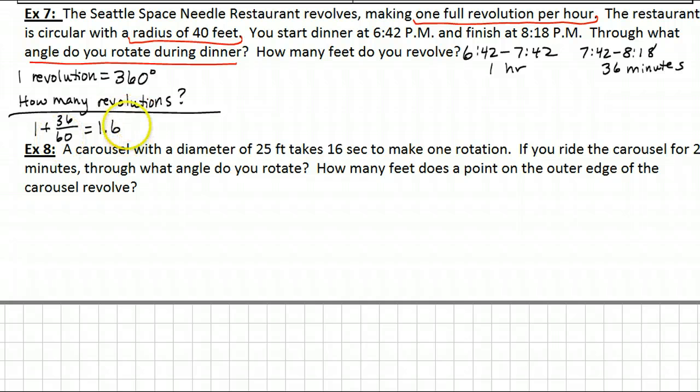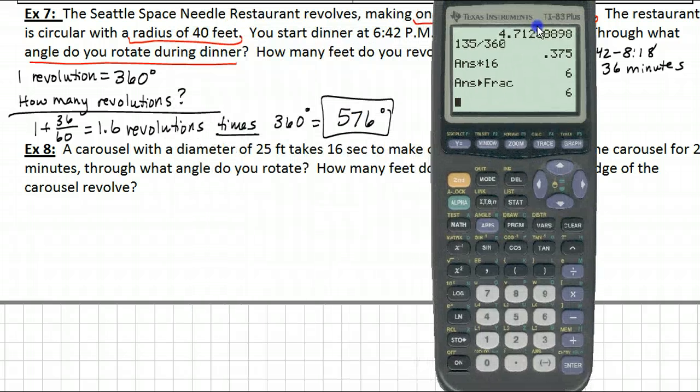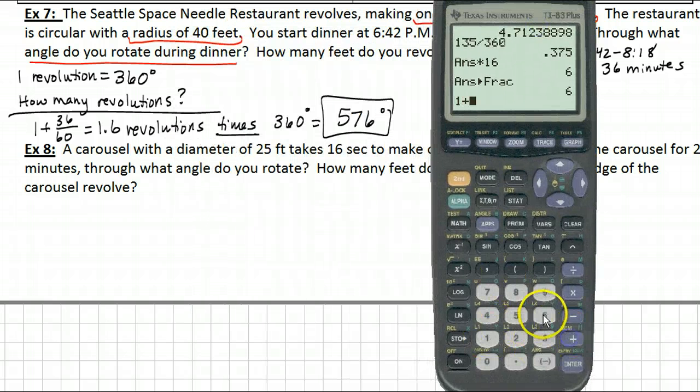So 1.6 revolutions times 360 gives me 576 degrees total. That's 1 plus 36 divided by 60, times 360, which is 576. Okay, so that's how many degrees.